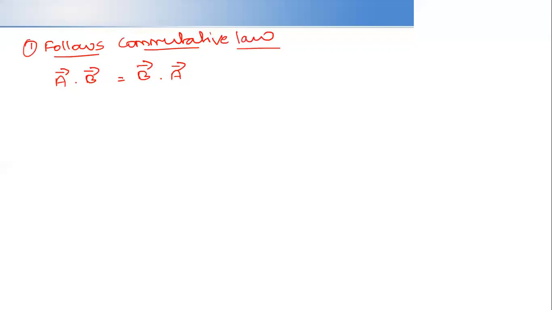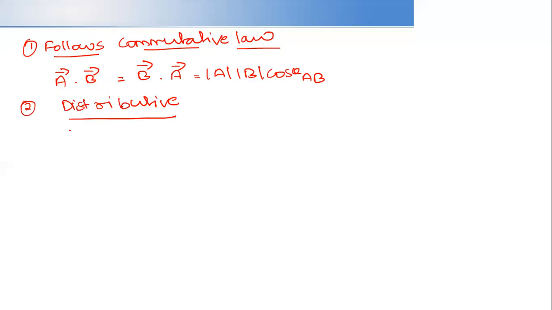I will first finish the dot product. Vector A dot B is equal to vector B dot A. We can multiply A into B or B into A, it doesn't make any difference. So we say this is commutative, and also it is distributive. Terms like commutative and distributive, you might have come across in your network theory.